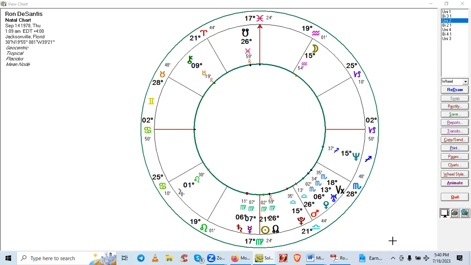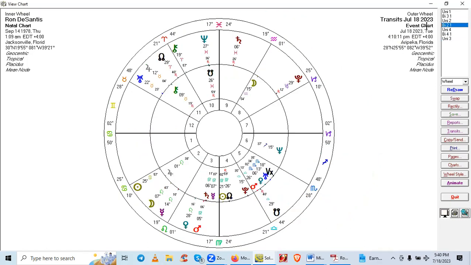Okay, just so we know a little bit what we're dealing with here. Now I'm going to put it, make sure you got that. All right, now we can see the transiting outer planets to his inner stuff.